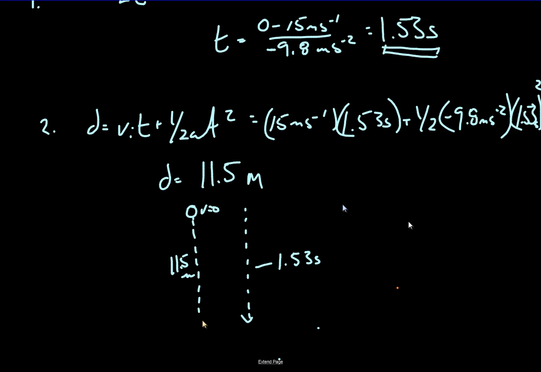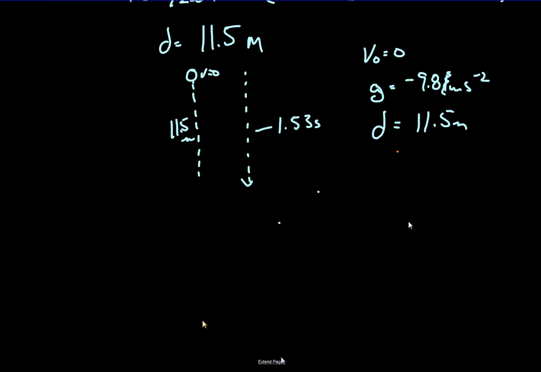Our input data is v_0 equals 0. Right? Acceleration, or g if you want, negative 9.8 meters per second squared. And our distance that it has to fall through, 11.5 meters. Okay, so we've got velocity, we've got g, we've got d. So we're going to try to solve for time.